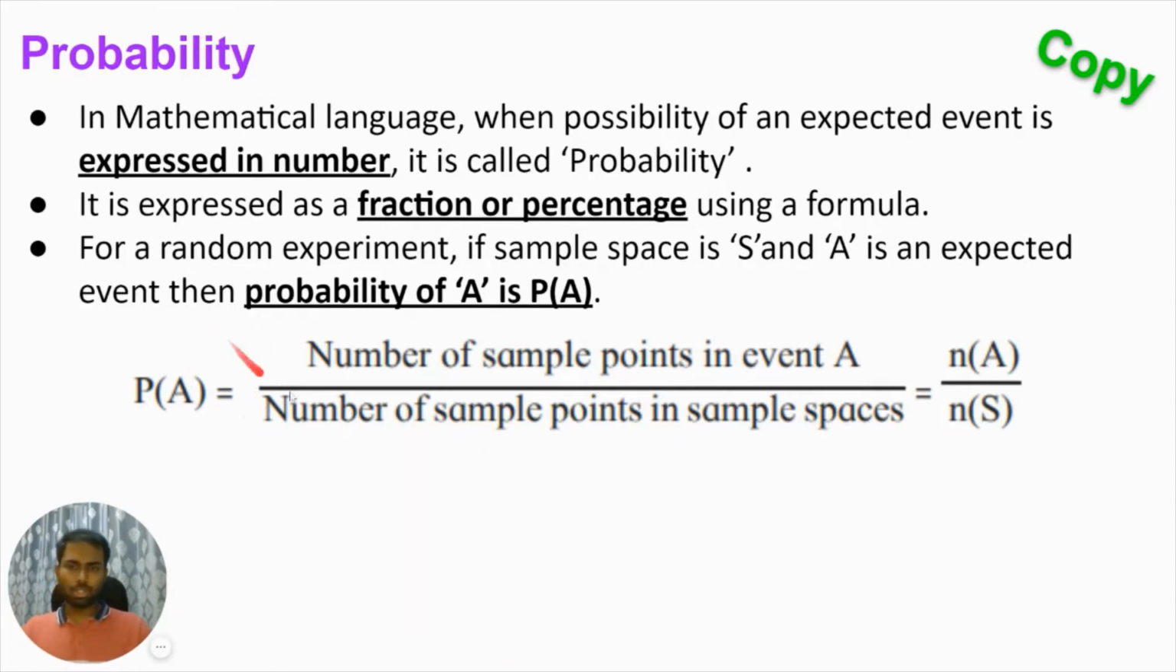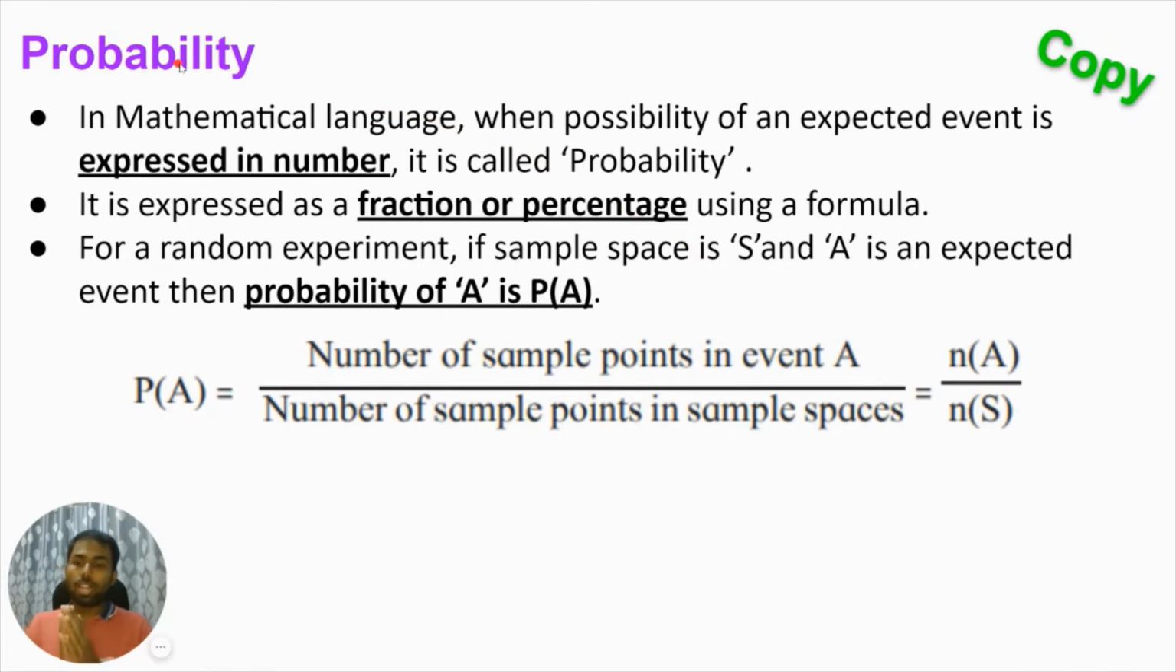Okay. So in the numerator you have the number of sample points in event A. Event A क्यों लिखा है? Because you're finding the probability of event A, right? जिस event का probability we are finding, the same event के sample points will come here in the numerator, and the denominator will always be the number of sample points in the sample space. Or in simple words, n of A divided by n of S will be the probability of A. This simple formula you have to use every time to find probability.